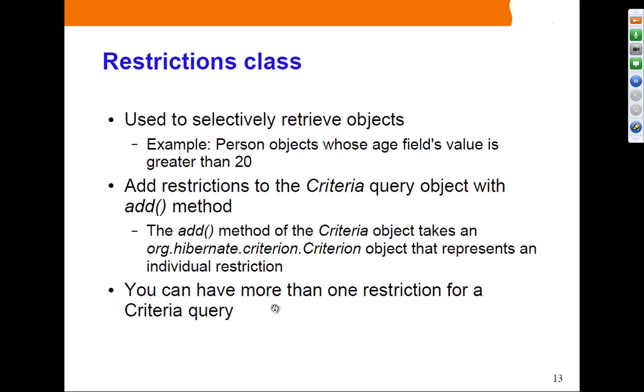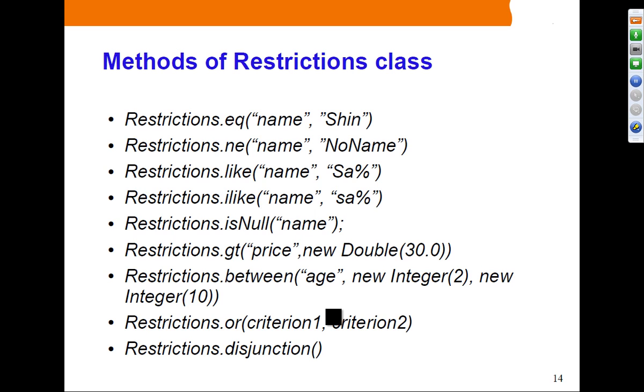So the way you are going to do restrictions is you are going to call the add method on the criteria query object. The add method of the criteria object takes a criterion object that represents the individual restriction. We're going to see an example in the following slide, so don't worry about this. I'm going to come back to this one later after we see the example. And you can have more than one restriction for a criteria query. So these are the things that you can do with the Restrictions object.